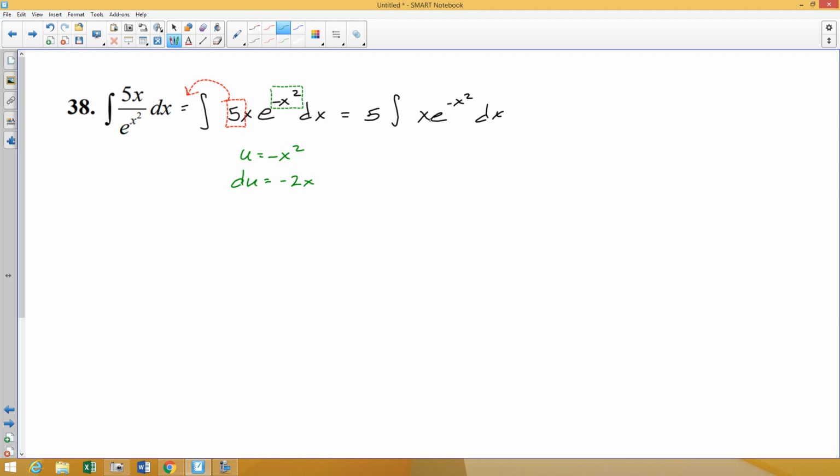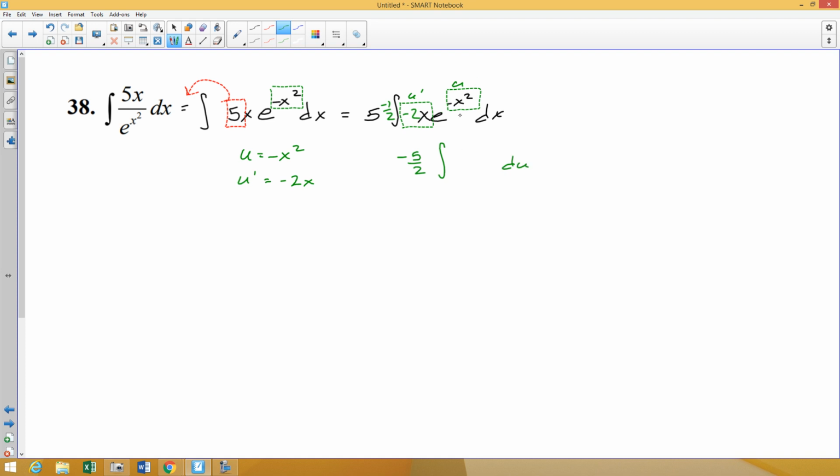Now for my u prime, I need to put a negative 2. We'll offset with a negative 1/2. And now I can substitute. There's my u prime. There's my u. And so we're left with, after the substitution, 5 times negative 1/2 is negative 5/2. Antiderivative, negative 2x, there's my du.